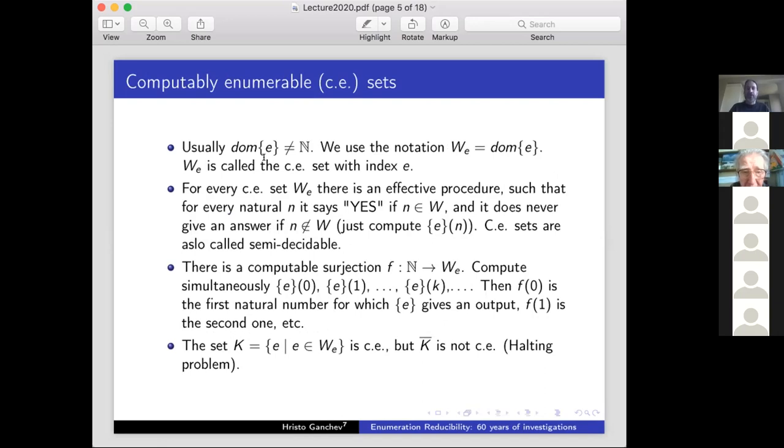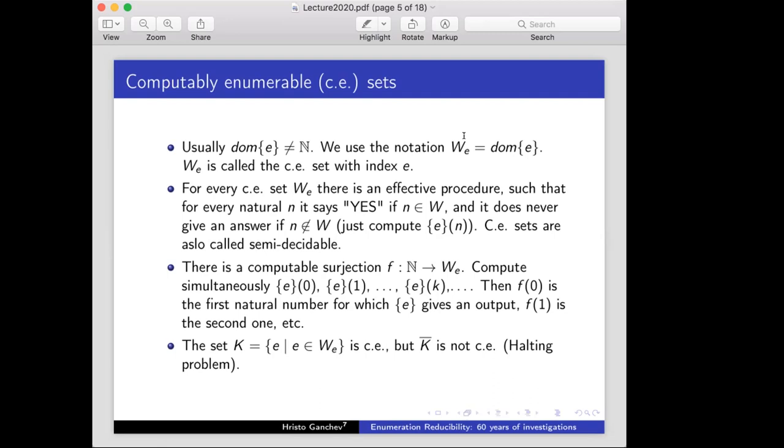Now, usually the domain of a program is not the whole set of natural numbers. So it is not defined for every natural number. The domain of a program is denoted by W_E and is called the CE set with index E. CE stands for computably enumerable. Now, given a CE set W_E, there is an effective procedure such that for every natural N, it says yes if N is in W_E, and it never gives an answer if N is not in W_E.